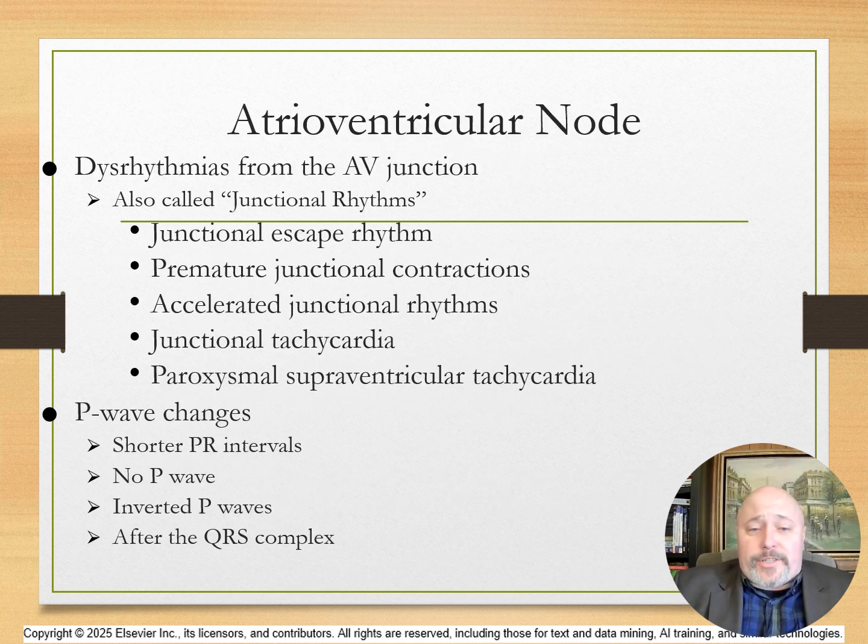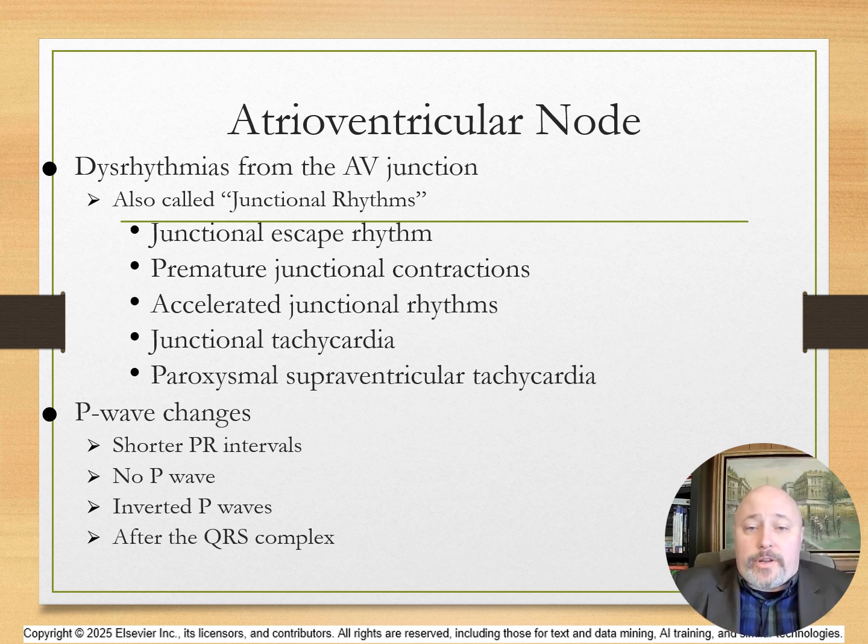When dealing with dysrhythmias from the AV junction or AV node, these are also called junctional rhythms. In this case, because of the location of the AV node in the center of the heart, these impulses may be generated moving forwards towards the ventricles, backwards towards the atria, or both. And this is the reason for the three different P wave waveforms that may be associated with junctional rhythms.